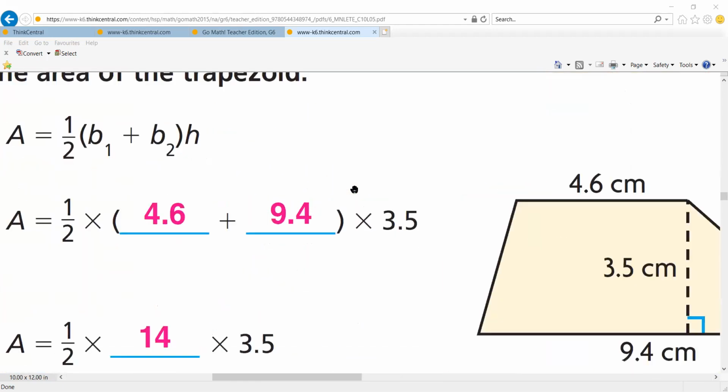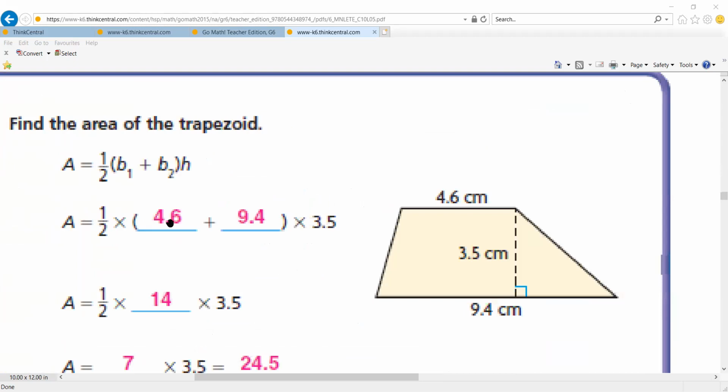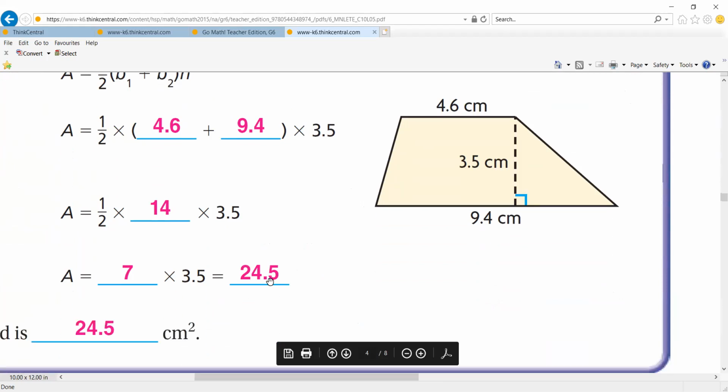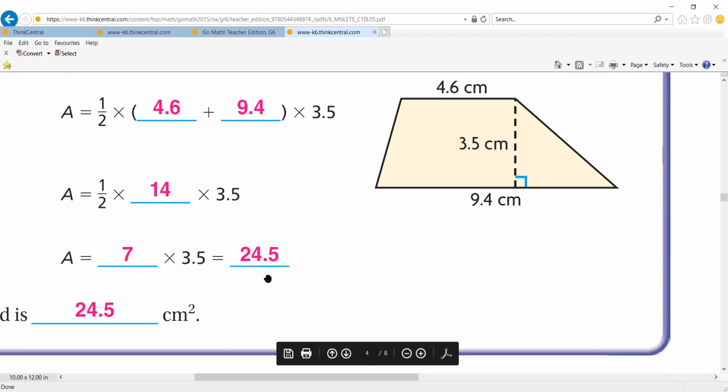See, find the area of the trapezoid. What is base one? 4.6. Base 2 is 9.4, and the height is 3.5. I add the bases, I get 14. I multiply with the height. Or they said 14 over 2 is 7. They do it this way, 14 over 2 is 7, and then you multiply. You can do either way, girls. Either you add both of them, multiply and then divide, or you simplify as you like. So you got 24.5 centimeters square.